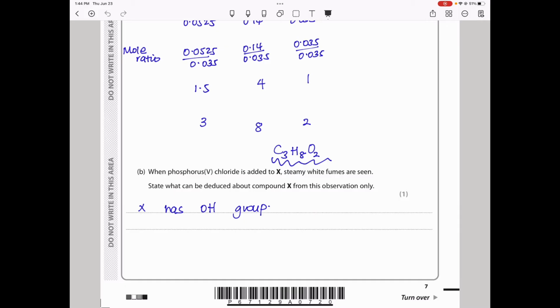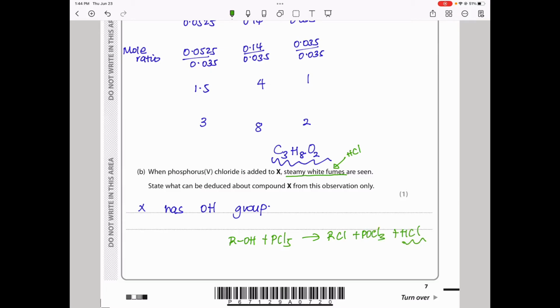The next question says, when phosphorus pentachloride is added to X, steamy, here let me underline this, steamy white fumes form. So as seen, state what can be deduced about X from this observation. Steamy white fumes are going to be, of course, HCl gas as it comes off. Remember the reaction that will occur. Anything that contains an alcohol, when it reacts with PCl5, we're going to produce RCl plus POCl3 plus HCl.